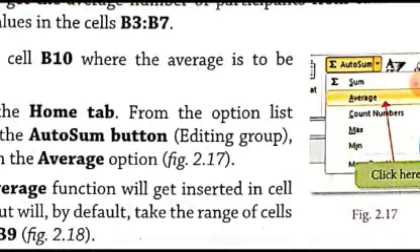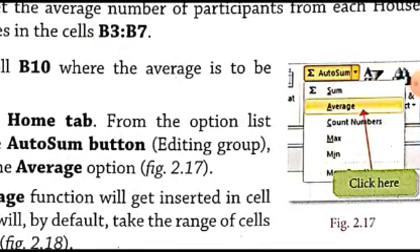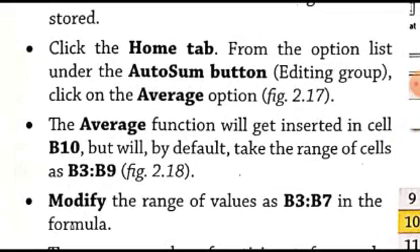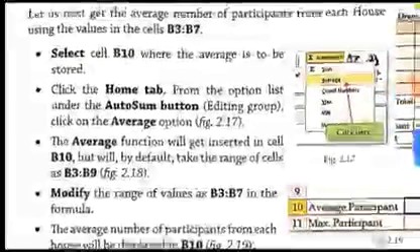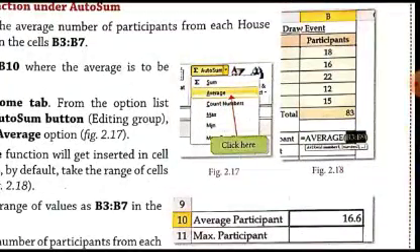Okay, when you click on this arrow in the Autosum button, a number of options will appear. All these options are for the different functions of the Autosum feature. Then whichever function we want, we will choose; here we choose the average option, which is the second one. Then the average function will get inserted in the cell B10, but by default it will take the range of cells as B3 to B9. It will take either the cells to the left of the result cell or the cells just above the result cell. We can see that just above the result cell are the cells from B3 to B9.